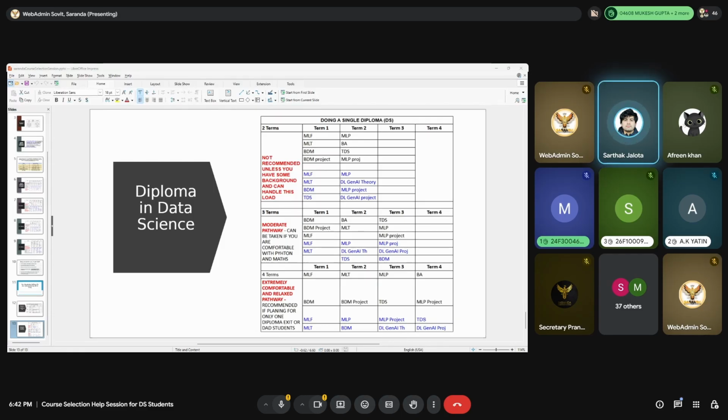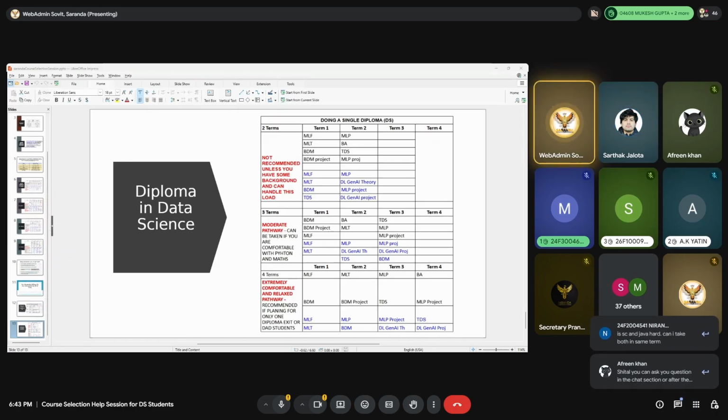Okay, any dual degree students who want to know about diploma in data science, diploma in programming? Anyone? Or we should move forward. Okay, let's move forward. Mukesh Gupta, you have raised your hand.